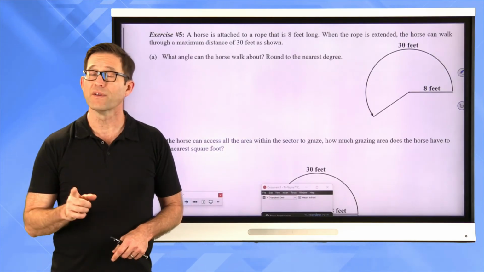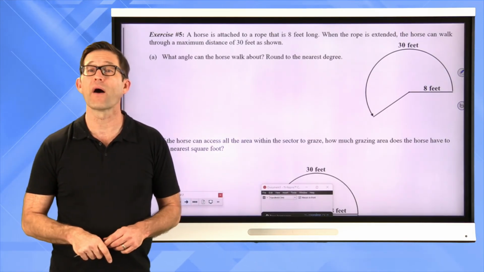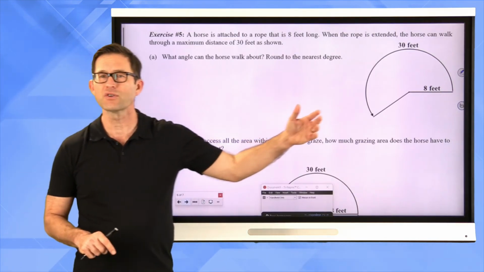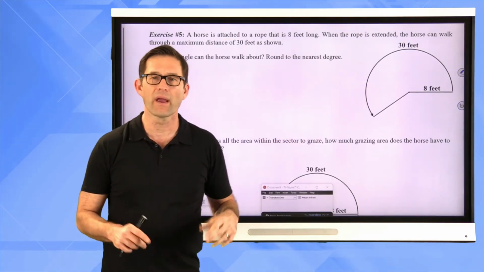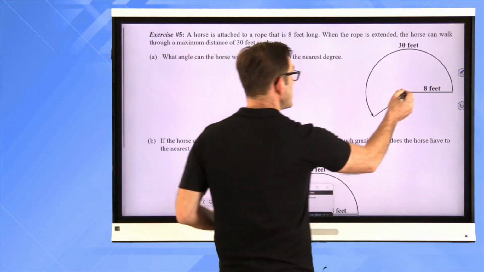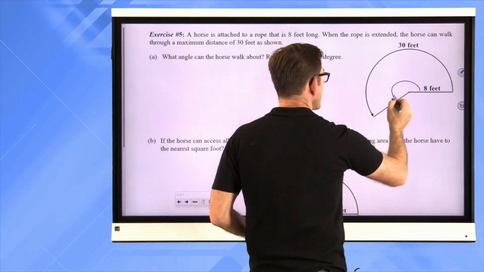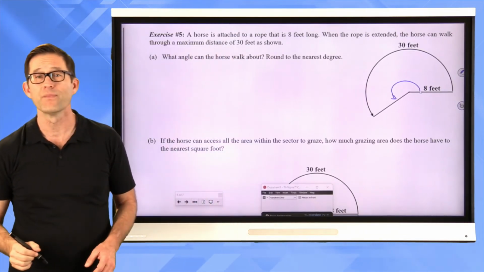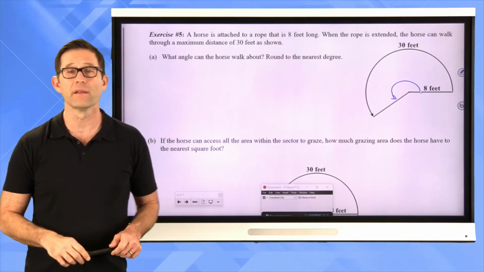Awesome. Well, this is very similar to the last problem. We want to figure out the angle. And side note, the picture is somewhat drawn to scale. So your answer here is going to be larger than 180 degrees because we are now looking for a reflex angle. We are looking for that angle. See if you can figure out what that angle is to the nearest degree.